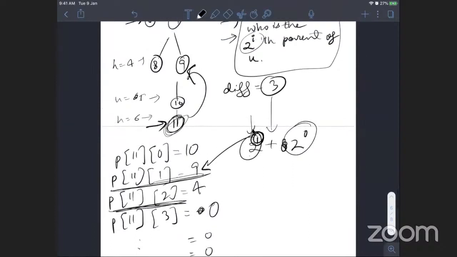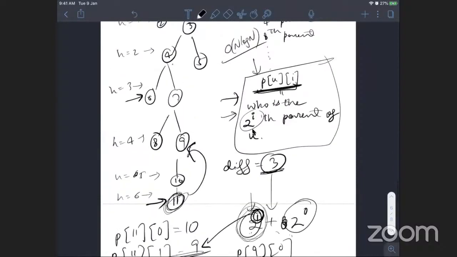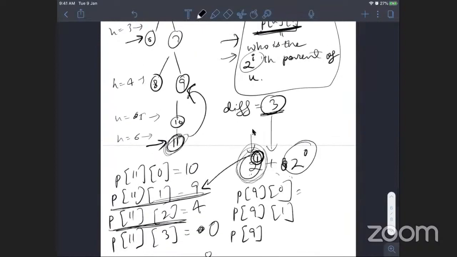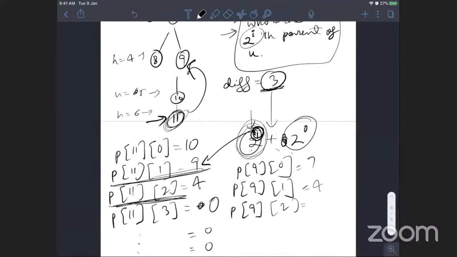So we were at 11 and we wanted to jump 3 steps up, and we said 3 can be broken as 2 to the power 1 plus 2 to the power 0 in its binary representation. So first make a 2 to the power 1 sized jump from 11 and you come to 9. Now notice you have a P90, a P91 also. Can anyone tell me what the values will be? You have this entire thing for all possible values of u, so it's n possible values of u and log n possible values of i. So P90 will be 7, correct? And P91 will be, for example, 4, and so on. You can calculate all of these also if you want.